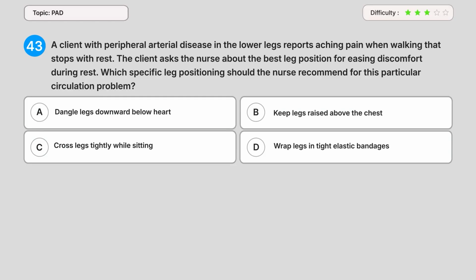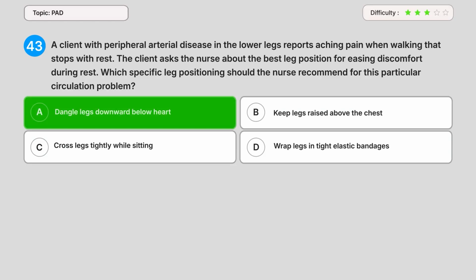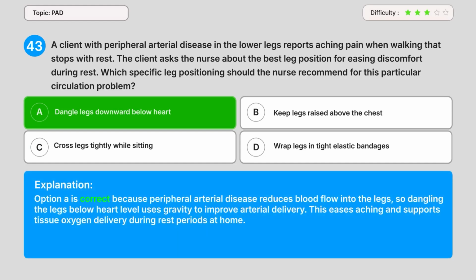Correct answer, A. Dangle legs downward below heart. Explanation. Option A is correct because peripheral arterial disease reduces blood flow into the legs, so dangling the legs below heart level uses gravity to improve arterial delivery. This eases aching and supports tissue oxygen delivery during rest periods at home.